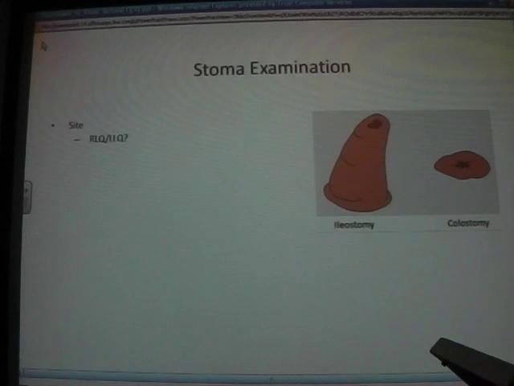So the first thing to do is note where it is. If it's on the right hand side of the abdomen, it's probably an ileostomy, yeah. If it's on the left, it's probably a colostomy. So you've noted where it is.